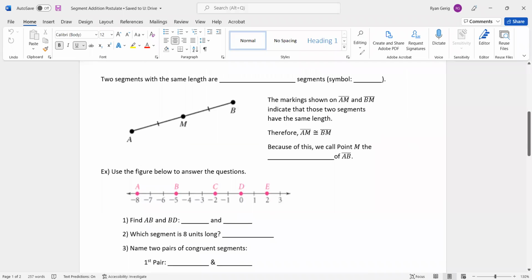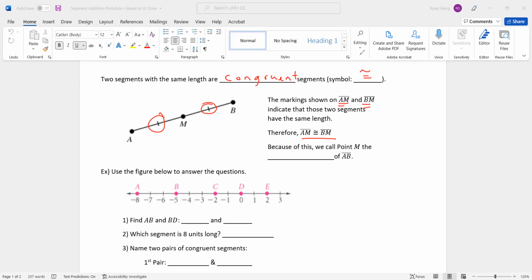All right, 2 segments with the same length are congruent segments. We're going to use that word congruent a lot in geometry. There is a symbol for congruence. It looks like an equal sign with a little squiggly above it. That means congruent. There's a picture here, A, M, and B. The markings right here, what do those mean? Those indicate that those 2 segments, AM and BM, have the same length. So if AM is 10, then MB is 10, which means that those 2 segments are congruent. AM is congruent to BM.